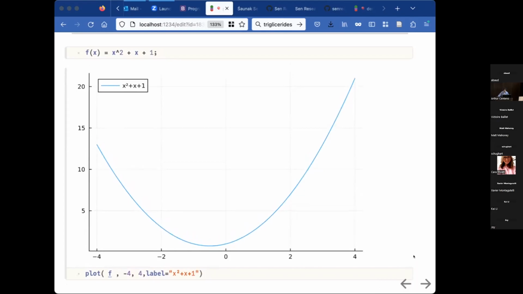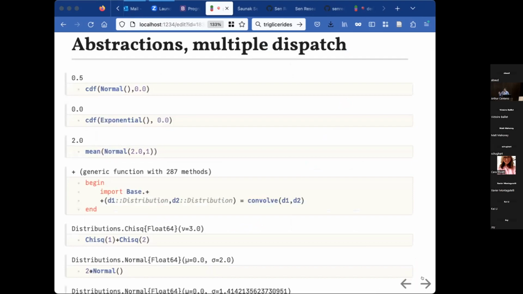So this is just an example of how you would define and use a function. And here's an example of an abstraction. Distributions are a statistical or probabilistic concept. In a language like R, if you want to take the PDF of a normal distribution, you have one function. If you have chi-square, you have another function. But conceptually, they are related, right? You want a certain thing from different distributions. So in Julia, it is very streamlined.